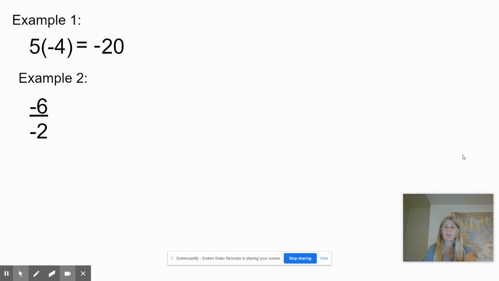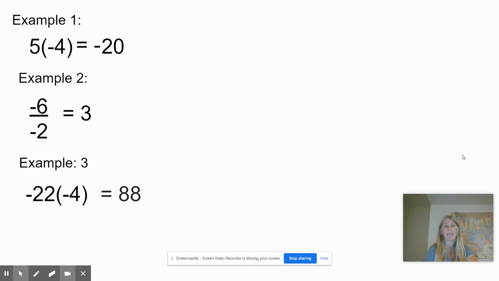For our example 2, we have negative 6 divided by negative 2. We ignore the sign. 6 divided by 2 is 3. And then we see that there's 2 negatives. Those 2 negatives pair up and become a positive. So my answer is positive 3. Example 3, I have negative 22 times negative 4. I go ahead and I ignore and I do 22 times 4, which is 88. And I see that those 2 negatives pair together and make a positive.